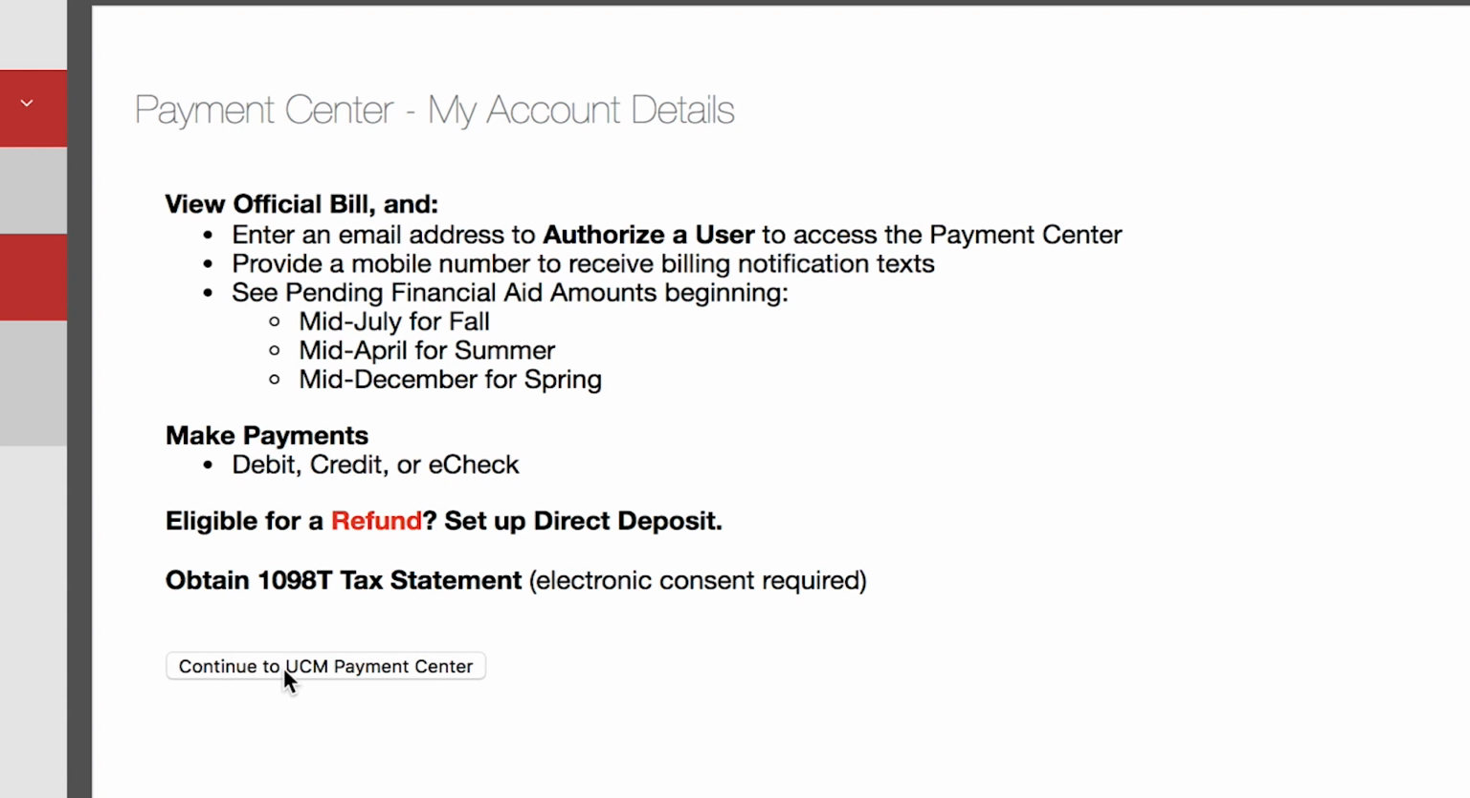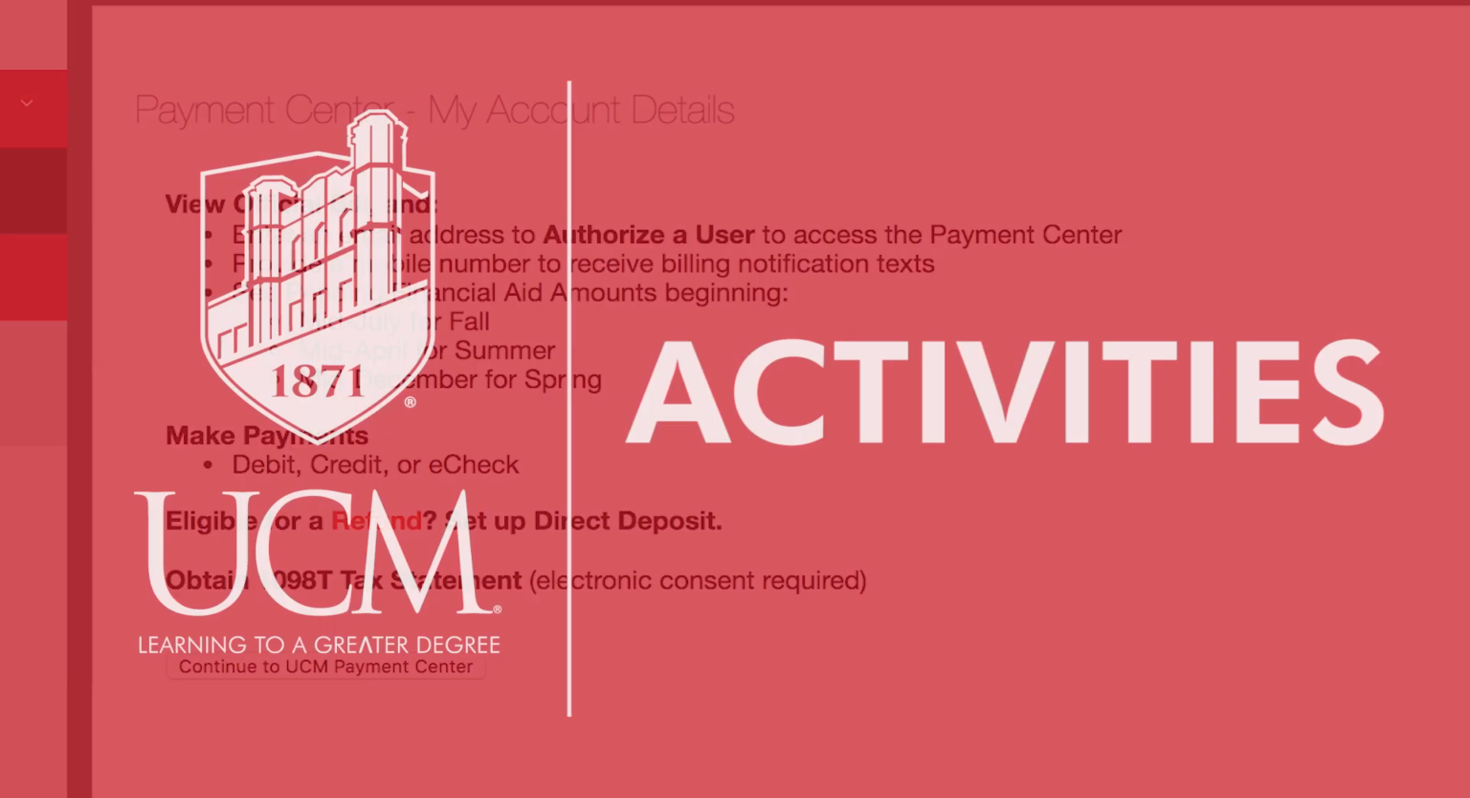You can also walk into the financial services office and they can take payments in person, but if you wanted to pay online with a credit card, check, anything like that, you can go through the Continue to UCM Payment Center button here, and that will take you to the Payment Center. It'll show you your specific bill, and it'll also show you opportunities on how you can pay for that.